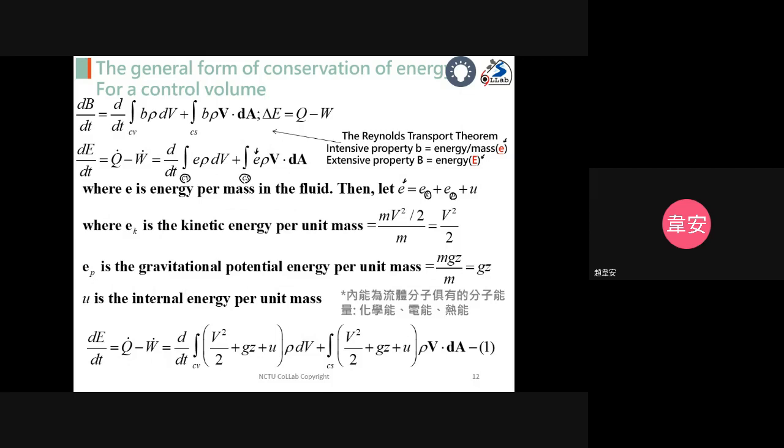And what is the internal energy? Such as the chemical, electric, and heat energies. We can rewrite the equation dE/dt equal to Q rate minus W rate, equal to d/dt of the energy per unit mass in the control volume plus the energy rate exchange along the control surface. This is our equation 1.